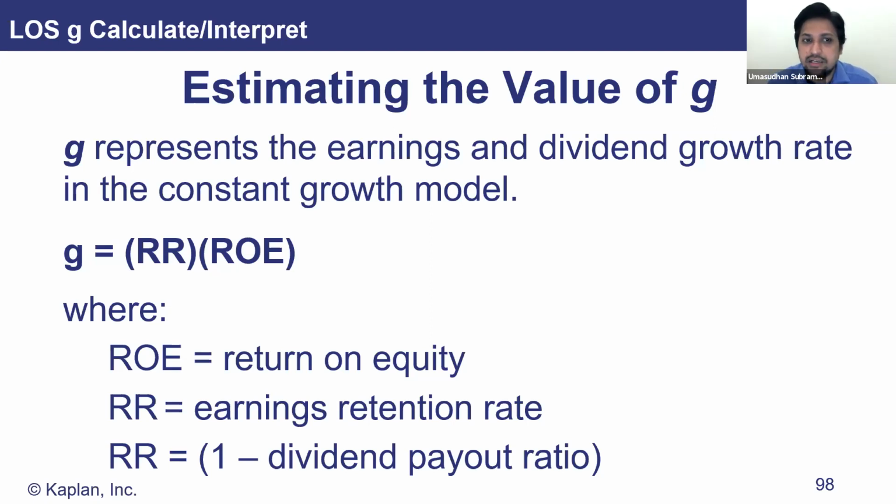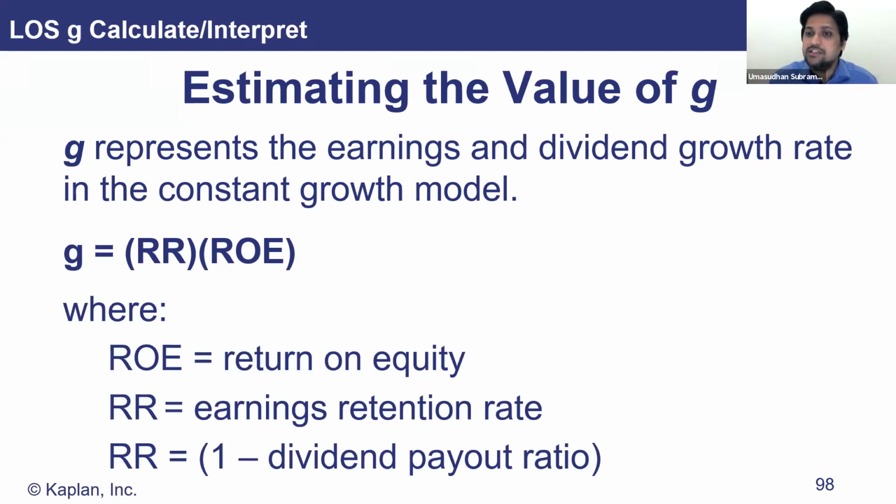So that's basically your dividend payout ratio. Another way to calculate it is DPS divided by EPS. Dividend per share divided by EPS is the same as total dividends divided by total earnings.